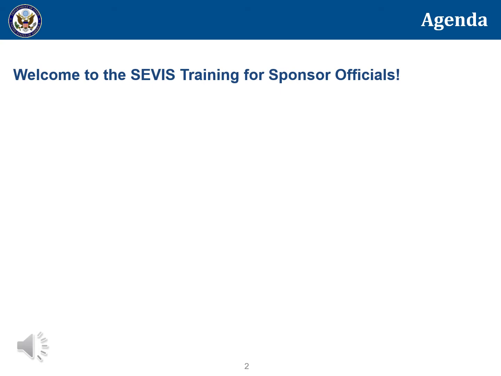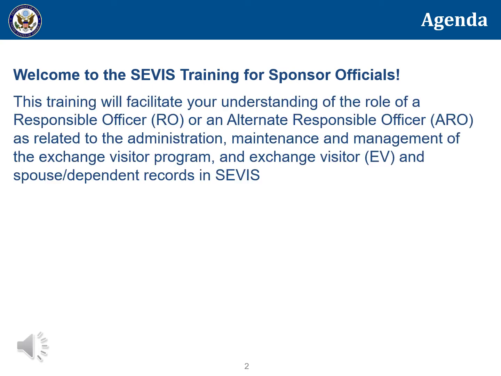Welcome to the SEVIS training for sponsor officials. This training is designed to facilitate your understanding of SEVIS in regards to the administration, maintenance, and management of the J1 program information at your organization and your exchange visitor and spouse dependent records.